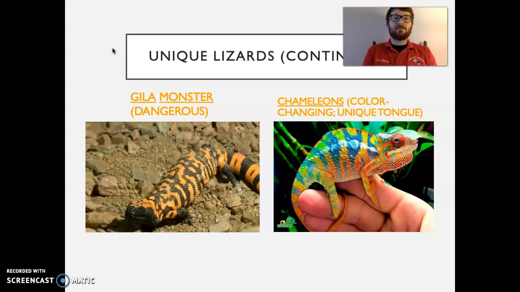Here's some more lizards, unique lizards. The Gila monster is very dangerous. It's found in southwest United States in areas like Arizona, Texas, some parts of California. It has a very poisonous venom which causes blood cells to clot.